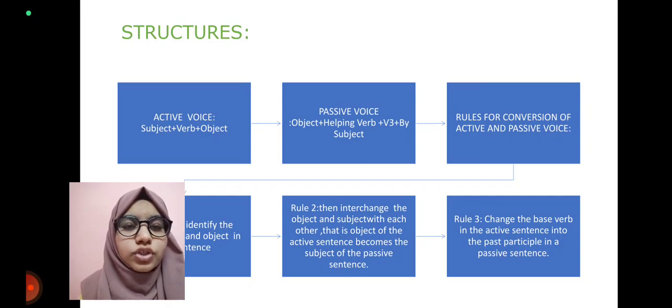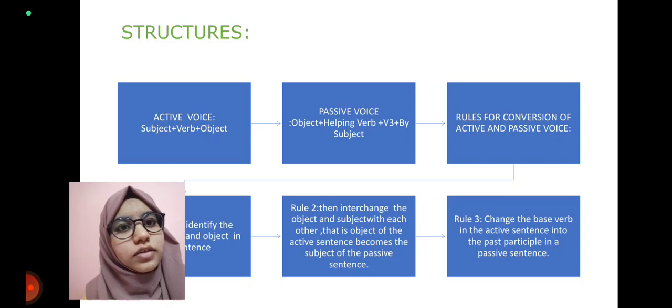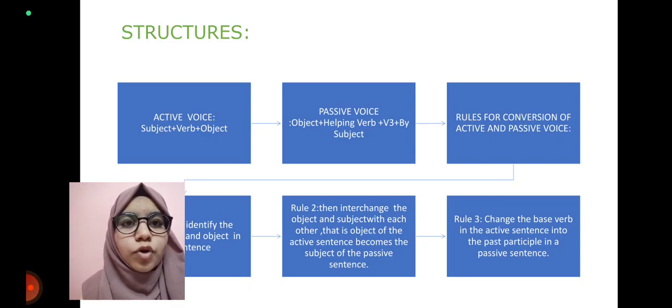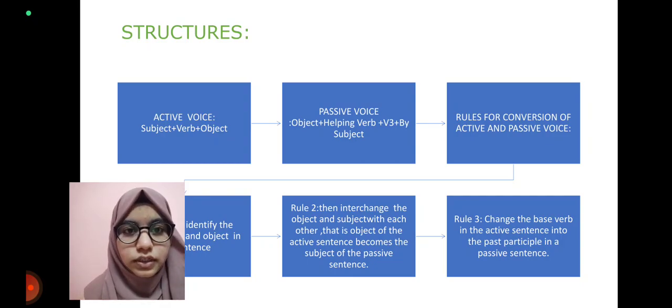And then we go to structure. The normal form of active voice is subject plus verb plus object, and the structure of passive voice is object plus helping verb plus V3 plus by plus subject. Here you can see object and subject are interchanged in passive voice.